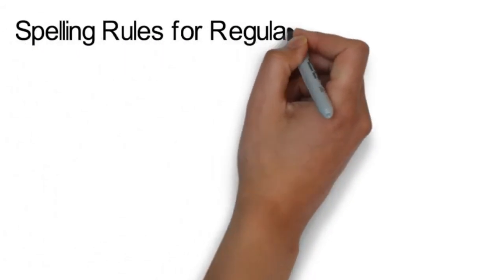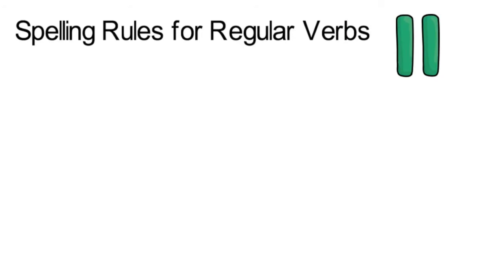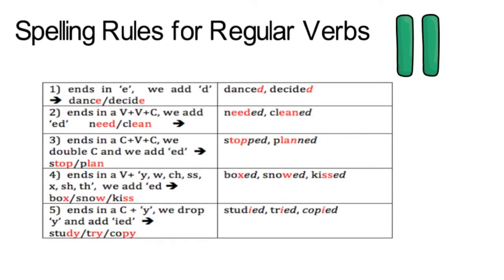Let's look at the spelling rules for regular verbs now. Pause the video if you want to make your own notes using this chart. If a verb ends in E, we add D. Dance becomes danced. Decide, decided. If a verb ends in a vowel-vowel consonant, we add ed. Need becomes needed. Clean, cleaned. If the verb ends in a consonant-vowel consonant, we double the consonant and add ed. Stop becomes stopped. Plan becomes planned.